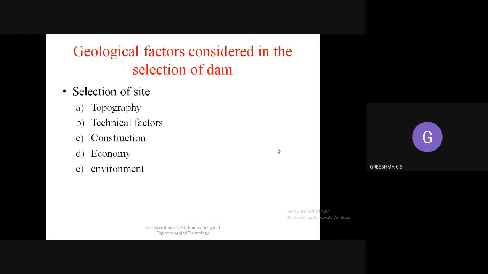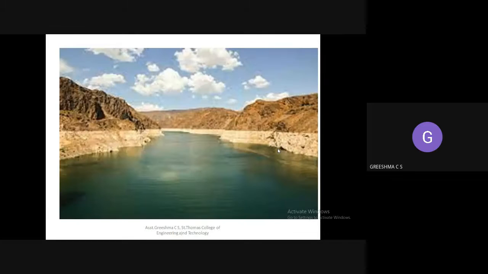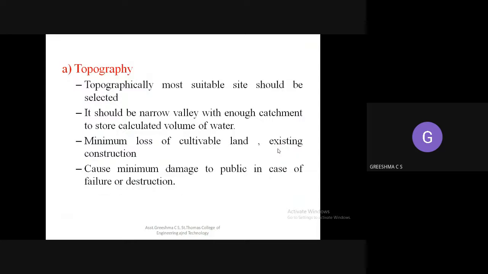Now you have to see the geological factors that have to be considered in the selection of a dam site. First of all, you have to consider topography, technical factors, construction, economy, and environment. What are the features that come under topography? Topographically, the most suitable site should be selected. It should be a narrow valley with enough catchment to store the calculated volume of water.